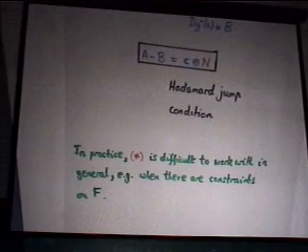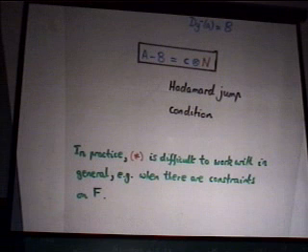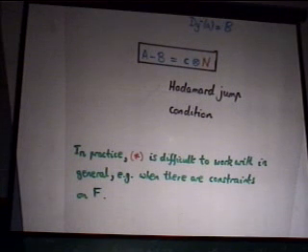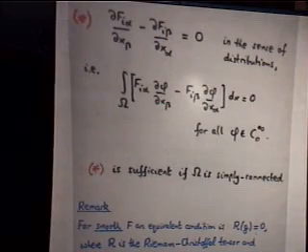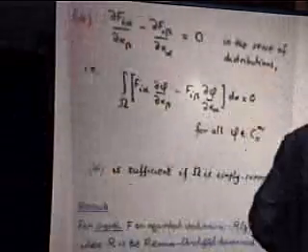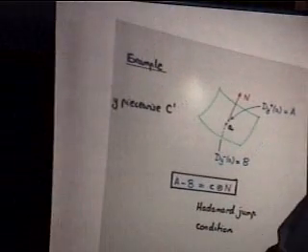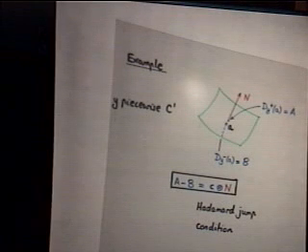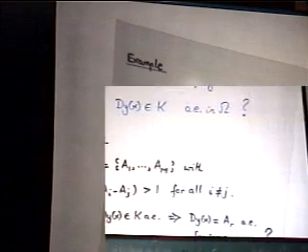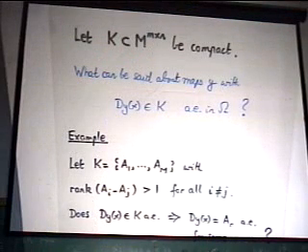Now in practice, this condition star is difficult to work with in general, particularly when there are constraints on the field F. So let me try and illustrate this by considering such a constraint. So let's take a compact subset of m by n matrices K and ask a sort of vague question, what can be said about maps Y whose gradient belongs to K almost everywhere?